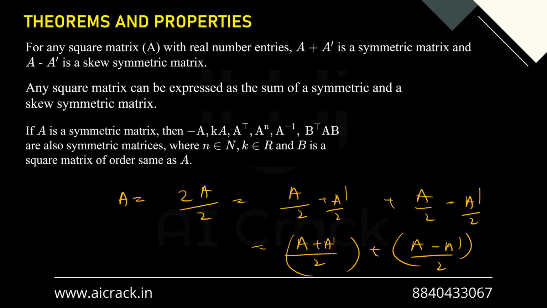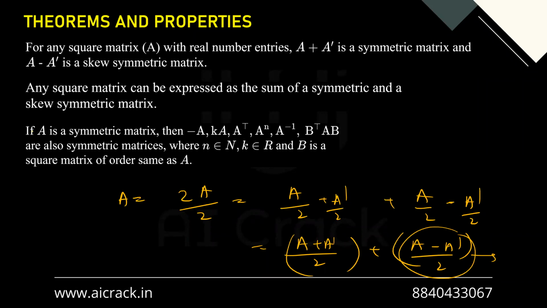And we just proved that this matrix is a symmetric matrix and this matrix is a skew symmetric matrix. This property is as good as the property which we studied in functions, that a function can be represented as a summation of an odd function and an even function. So this is more or less the same, right?